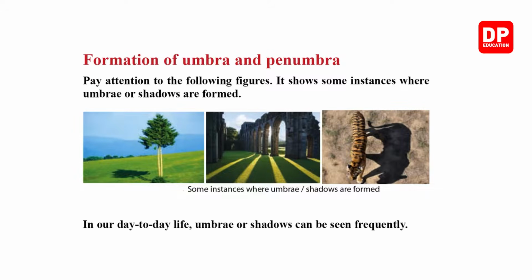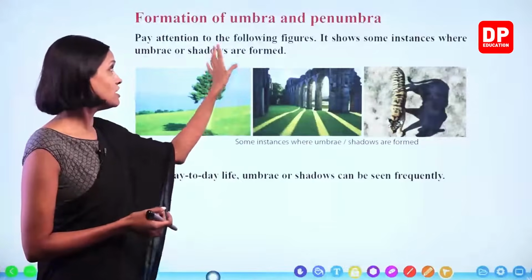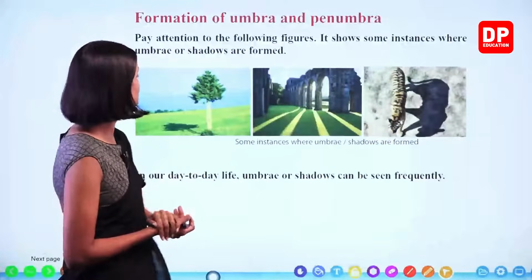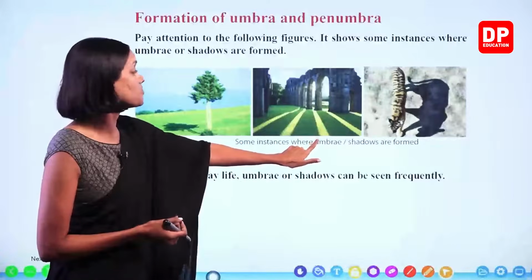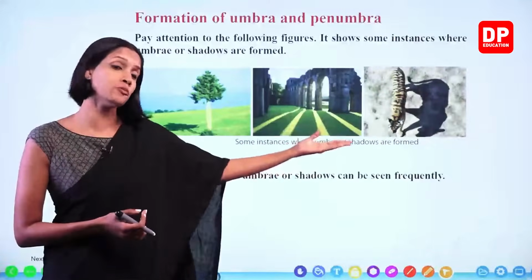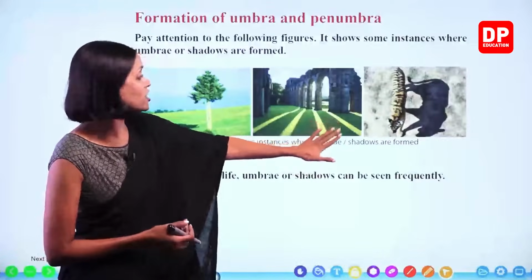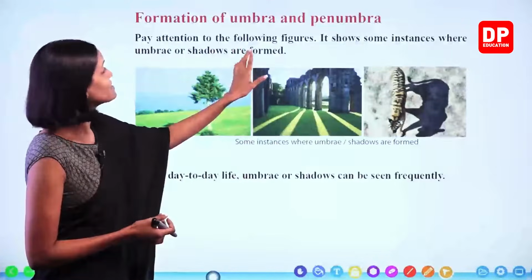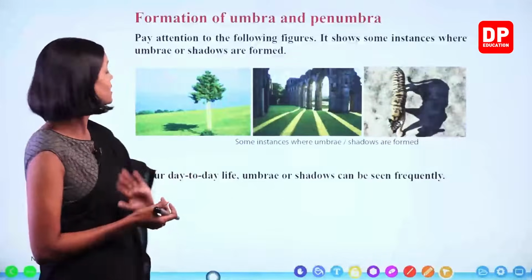Right. So our first topic is formation of umbra and penumbra. Now I already explained y'all, umbra means shadows, okay? Look at these pictures, children. You all can see some instances where umbrae are formed. Now umbrae means the plural form of shadows, right? So some instances where umbrae or shadows are formed, okay? So pay attention to the following figures. It shows some instances where umbrae or shadows are formed, okay?